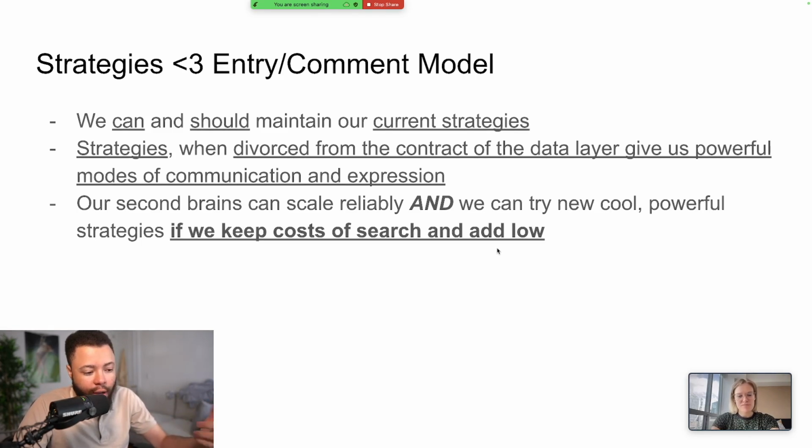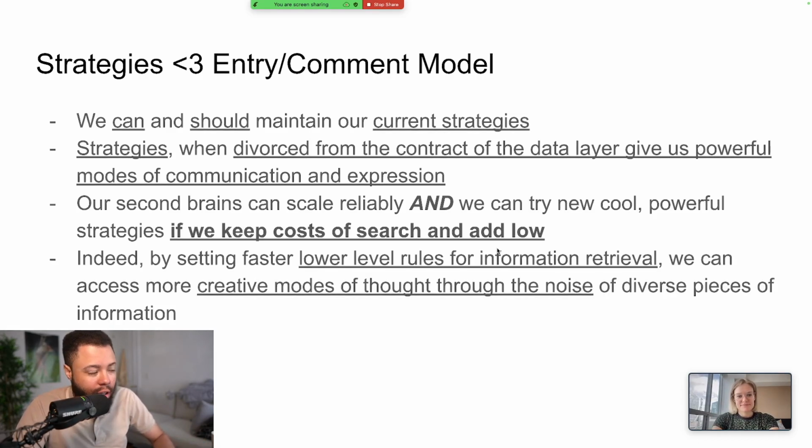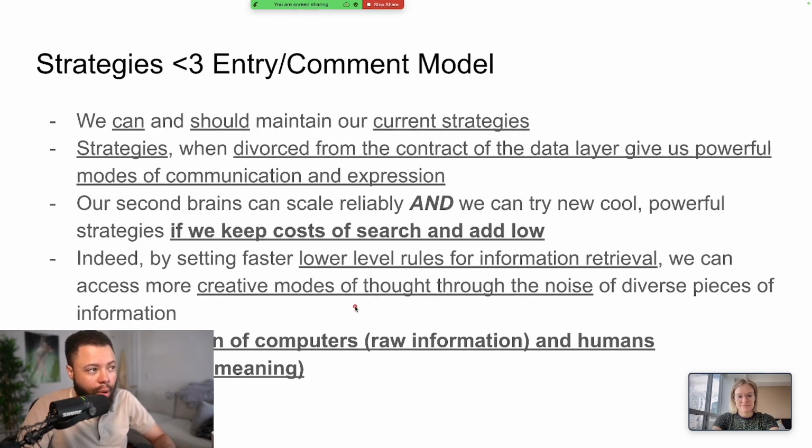And that's fine if you're trying to evolve systems and change. But if you want to have a consistent data set that just stays over time, and then you just apply a new strategy to it, that means you can take this set of data that you've been working on your entire life, and you don't have to throw it away. You don't have to throw out the baby with the bathwater, for lack of a better term, because this was the strategy that you used to store it, right? So instead, by setting better lower level rules for information retrieval at the data structure layer, we can create more creative modes of strategy to cut through the noise, to find these diverse pieces of information. And this is kind of where the entry comment model comes in, leveraging vector embeddings and things like that.